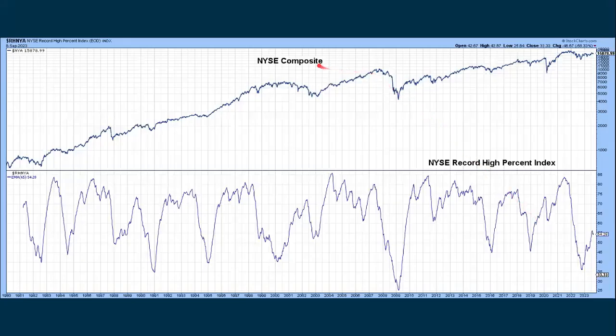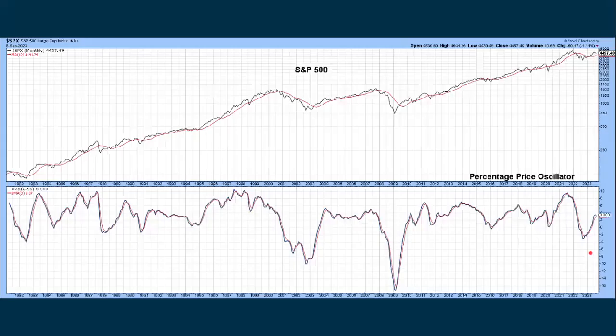Then we look at the NYSE and compare it with the NYSE record high percent index. It is turning down a little bit, so that's a bit of a concern, but longer term, we continue to go up. Then we look at the S&P, and on a longer term basis, even though the PPO is rolling over, it still is positive, and the S&P is still above the moving average.